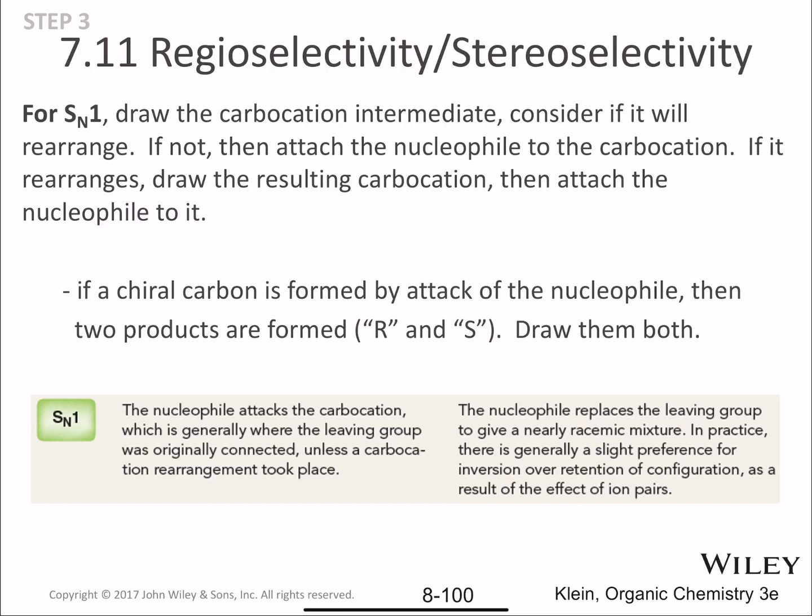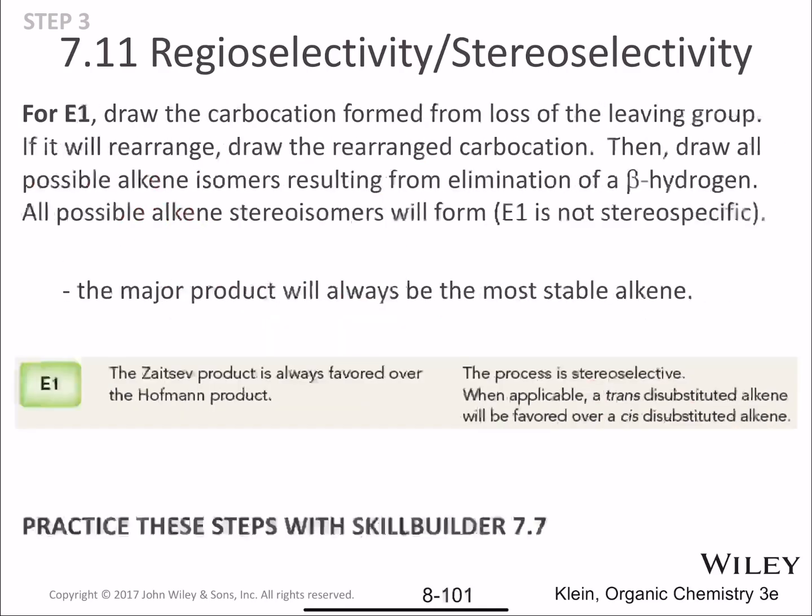For an SN1 reaction, we draw the carbocation intermediate and we consider if it will rearrange. If it doesn't, well, we just attach the nucleophile to it. If it rearranges, then we're going to draw the product of either the hydride shift or the methyl shift. And then that chiral carbon that's formed by attack of the nucleophile, I will get two products. I'll get R and S because it's proceeding through a trigonal planar intermediate.